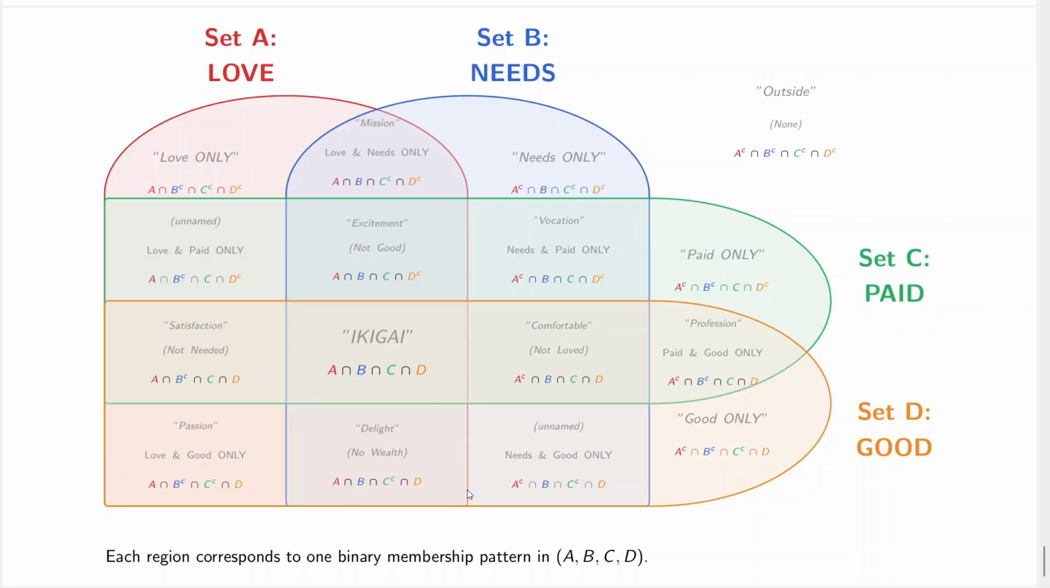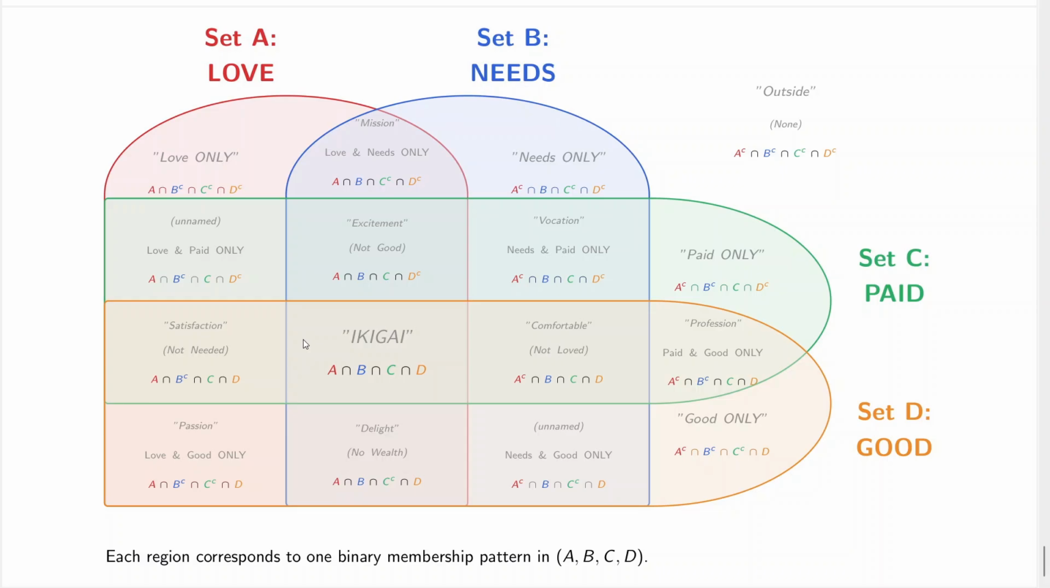Every one of those 16 combinations, every region we walked through in that truth table, is now mapped onto one 4-set Venn diagram right in front of us. The diagram shows 4 overlapping sets, and they are labeled for us clearly. Set A is for love. Set B is for what the world needs. Set C is for what you can be paid for. And set D is for what you are good at. These 4 sets are arranged in such a way that every one of the 16 possible membership patterns has its own distinct non-empty region. Not one of them is collapsed or hidden. Every combination is physically visible.